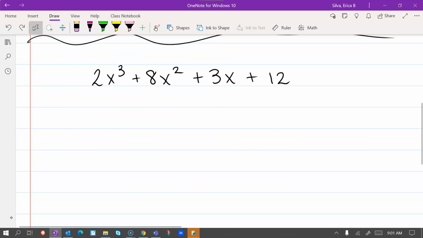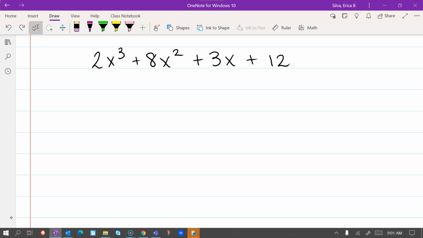So for this first example, we're going to have 2x cubed plus 8x squared plus 3x plus 12. We look at all the terms and see if there's a GCF. There is no GCF, so our next step would be to group them. Now I'm going to group the first two terms using parentheses, and then I'm going to group the last two. Now we look for the GCF between each group of parentheses.